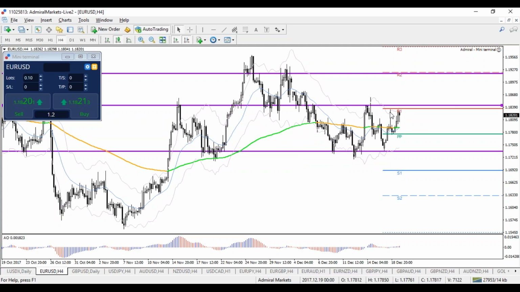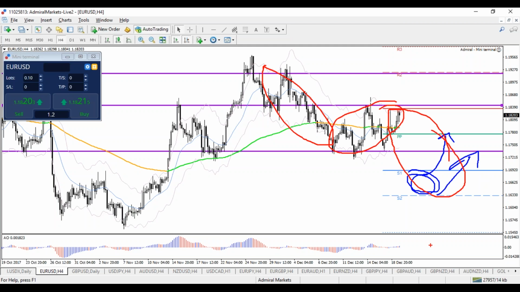All right, so that is about it, I think, for the euro dollar. Now, if it gets down to S1, S2, by the way, those two could be bouncing spots too for upside, and this could basically make a bigger correction like this. That's something to be aware of in my view as well.